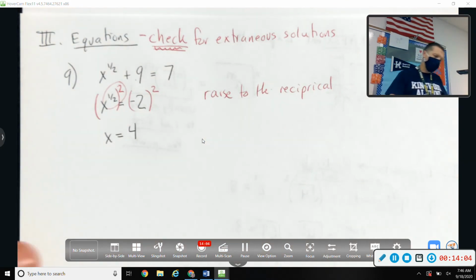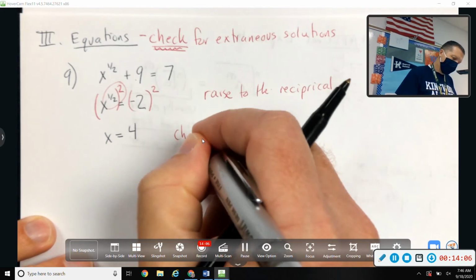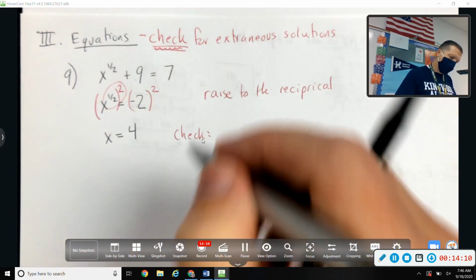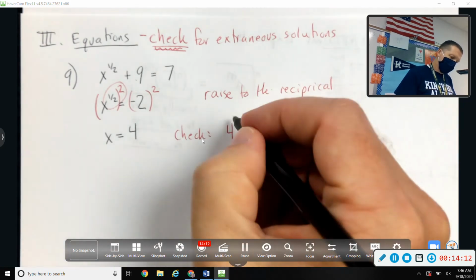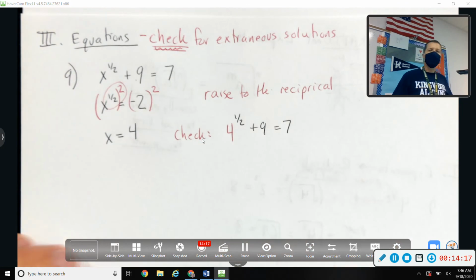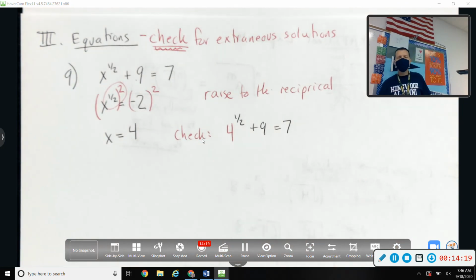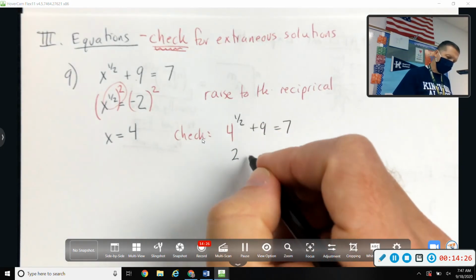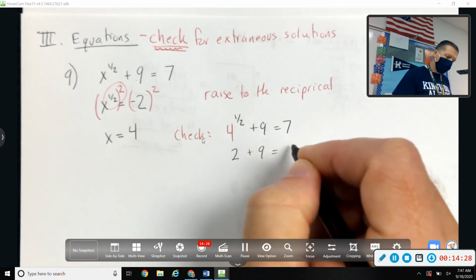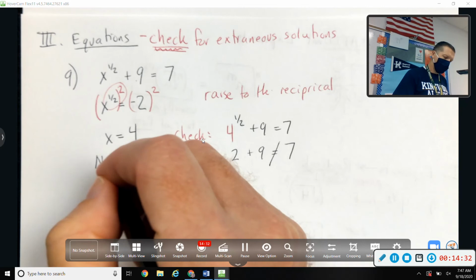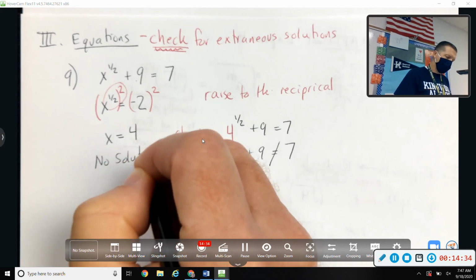But we've got to check all of these. And we check them back into the original. So 4 to the 1/2 plus 9 equals 7. 4 to the 1/2, that would be 2, because the square root of 4 is 2. 2 plus 9, wait a minute, that does not equal 7. So there are no solutions here.